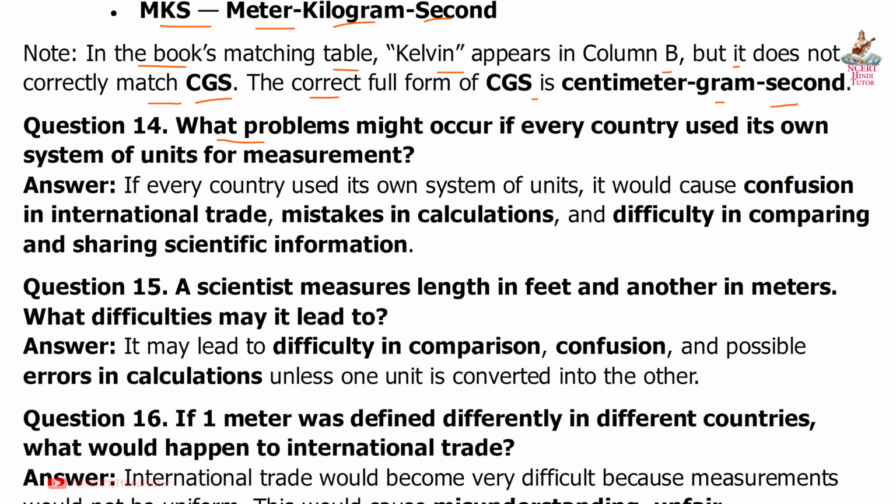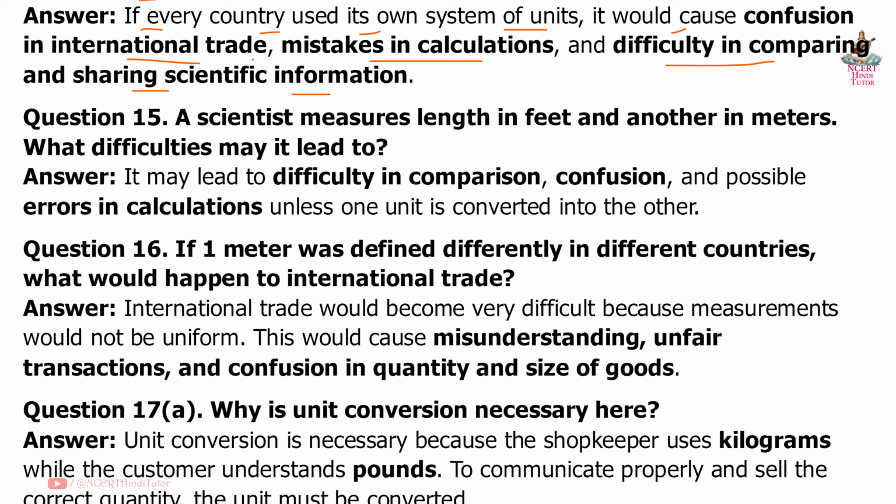Question 14. What problems might occur if every country used its own system of units for measurement? Answer: If every country used its own system of units, it would cause confusion in international trade, mistakes in calculations, and difficulty in comparing and sharing scientific information. Question 15. A scientist measures length in feet and another in meters. What difficulties may it lead to? Answer: It may lead to difficulty in comparison, confusion, and possible errors in calculations unless one unit is converted into the other.